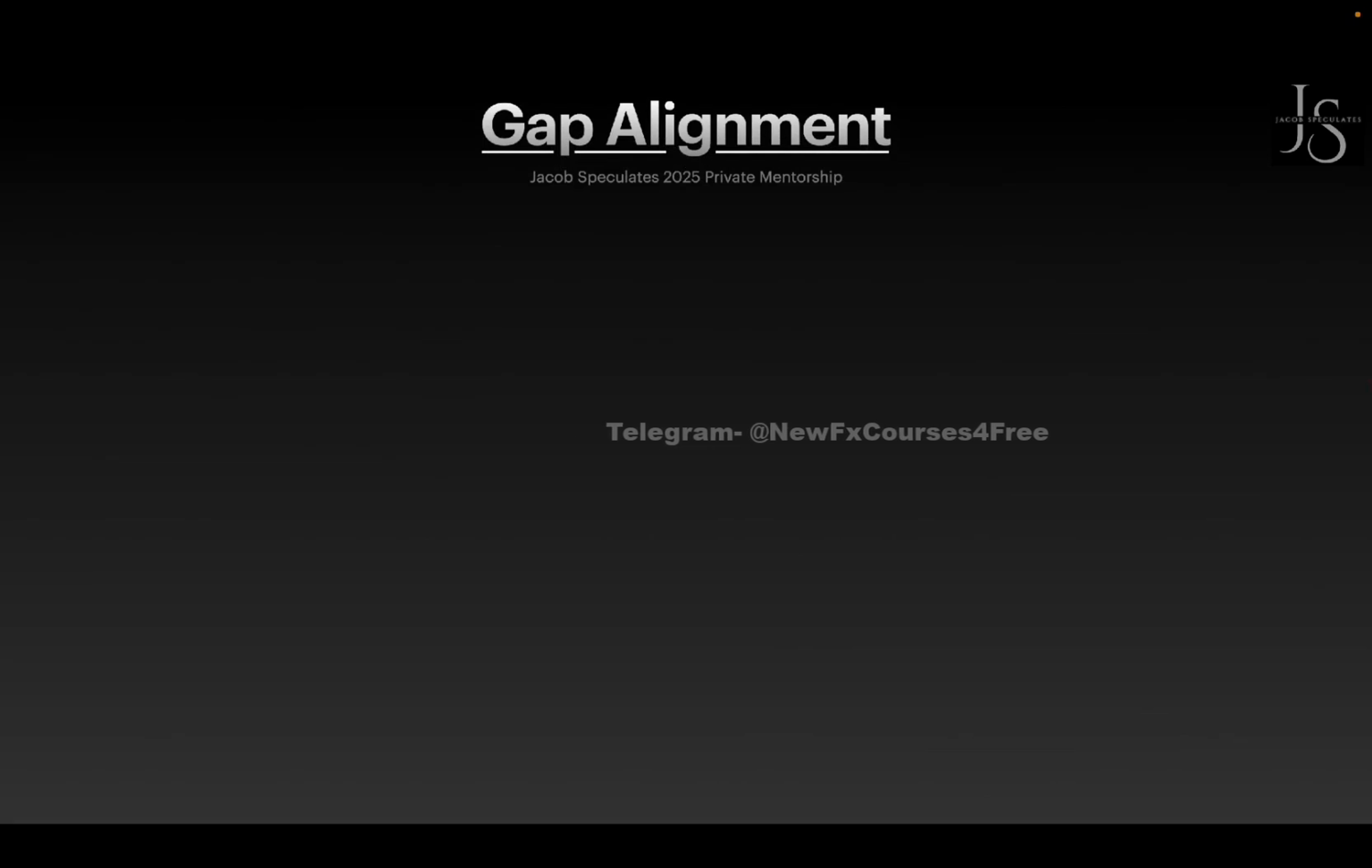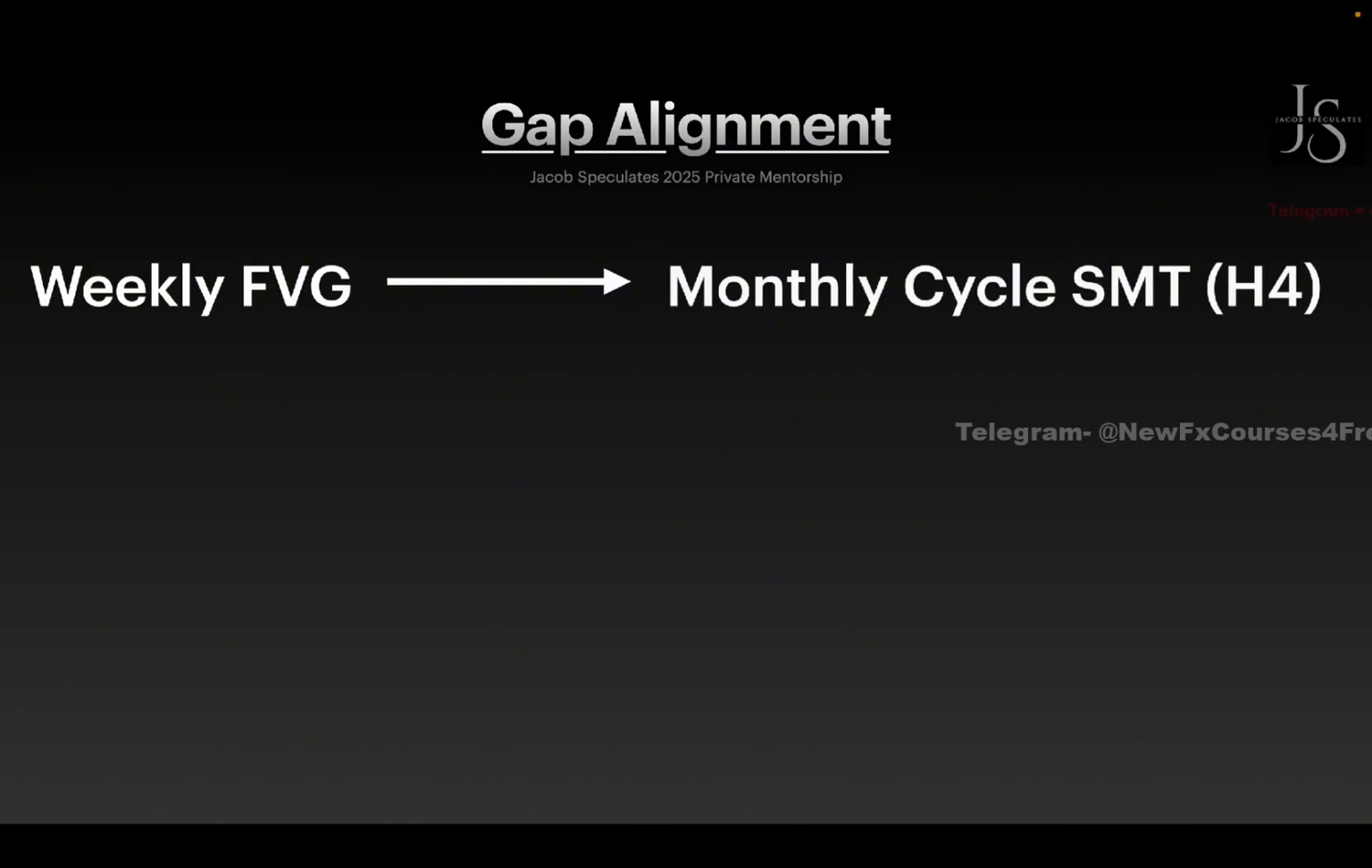So now looking at our gap alignment, if you have a weekly fair value gap, then you want to see a monthly cycle SMT form within that weekly fair value gap. So inside of that weekly fair value gap, view price through the monthly cycle on the 4-hour time frame, and you should see a monthly cycle SMT form within that fair value gap for it to be high probability.